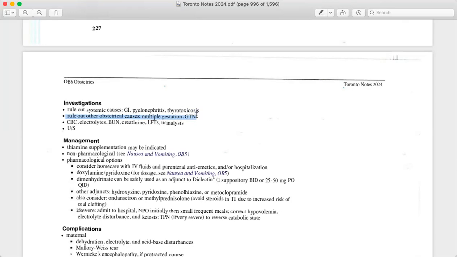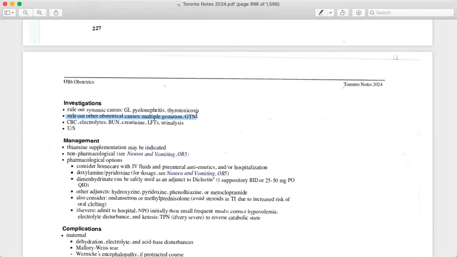These are very, very important because if the patient is experiencing more episodes of nausea and vomiting, she might have multiple gestation, right? And if not, then she might have GTN. So you need to follow up on these two causes of the nausea and vomiting. They can ask you the differential diagnosis of hyperemesis gravidarum, and basically you are going to start with the obstetrical ones, then move on to the non-obstetrical ones.